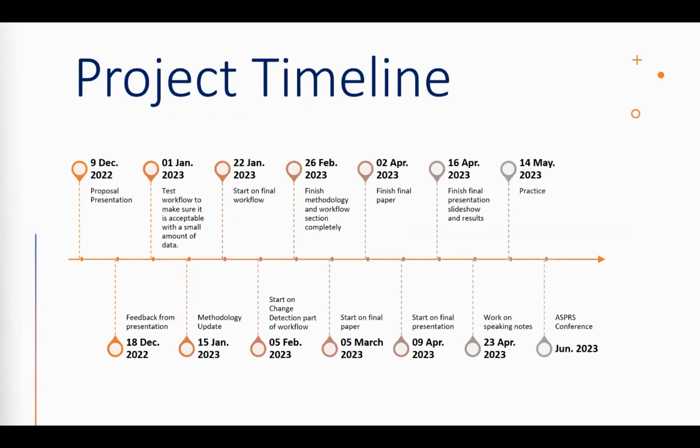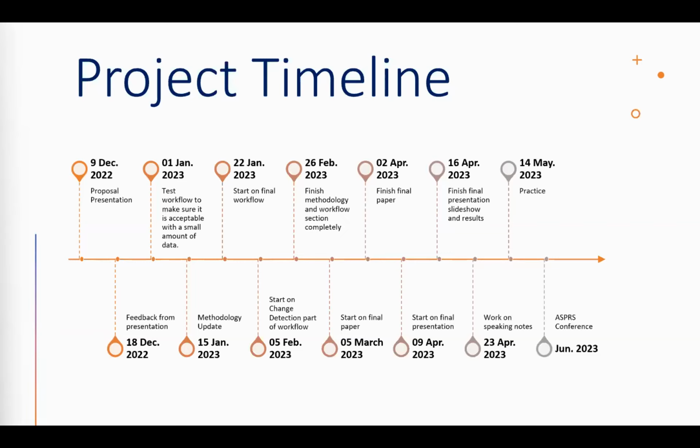The end of January will be the start of the final workflow with all the changes made, and I'll be able to work on it through February. By the week of February 26th, all of my methodology sections should be finished and completed. This means the analysis has produced results and figures that are acceptable to present in the final capstone. I'll be able to start on the final paper by March using notes and research I've done throughout the analysis.